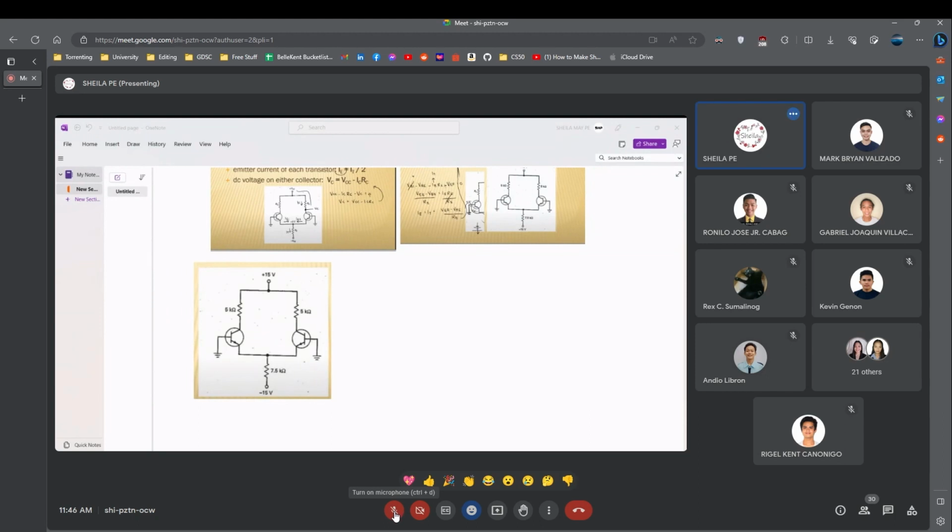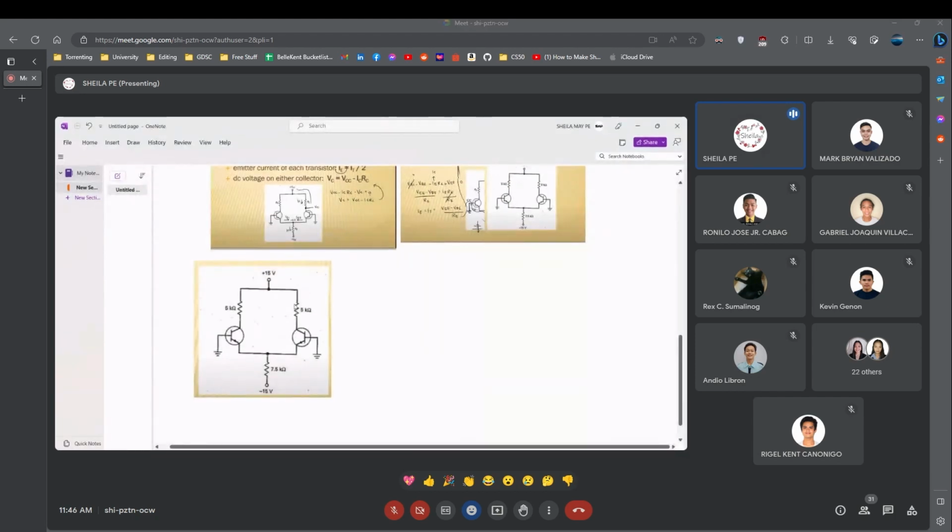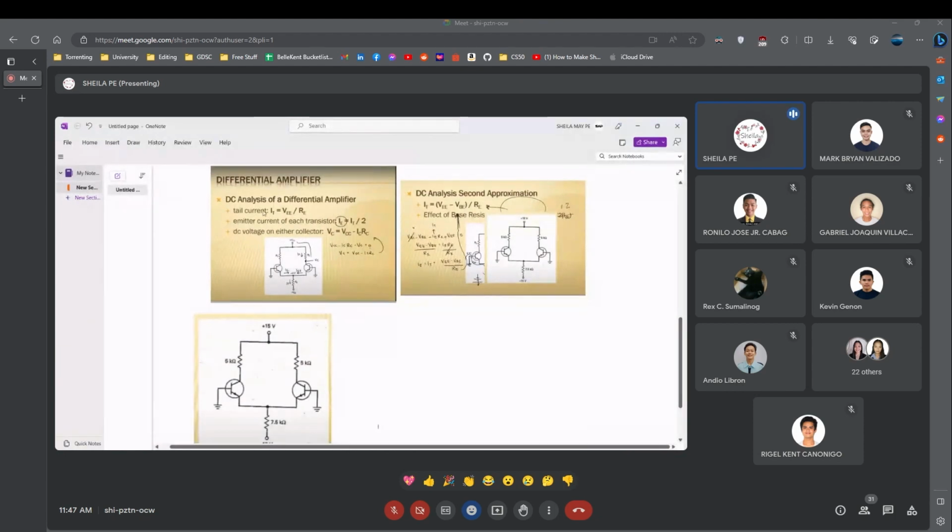Okay, so we have here a differential amp. We have two transistors, 15 volts as our VCC, and RC1 and RC2, both 5 kilo ohms. We also have a 7.5 kilo ohm RE and a VEE of negative 15 volts. Now, during the ideal approximation, we need to find IT. IT can be found using VEE divided by RE.